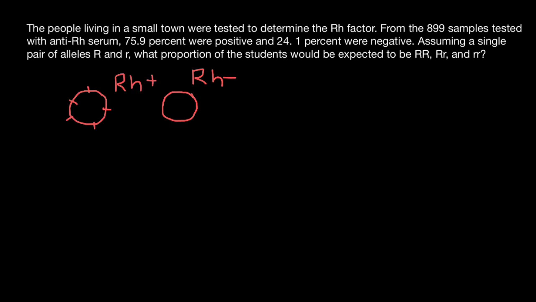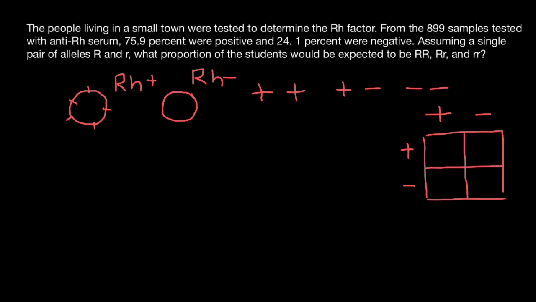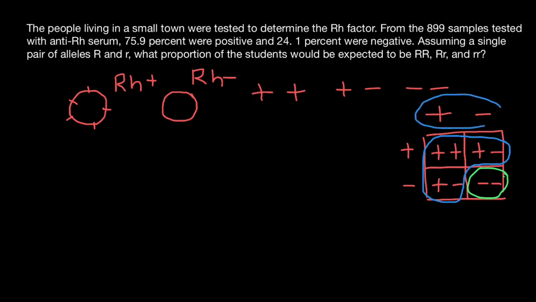Take a look. People can belong to three genotypes: homozygous dominant, heterozygous, or homozygous recessive. If two people who are heterozygous are both Rh positive, in their progeny we can expect the following genotypes: positive-positive, positive-negative, positive-negative, and negative-negative. So these would be Rh positive, and this would be Rh negative. So two Rh positive people may have an Rh negative child.